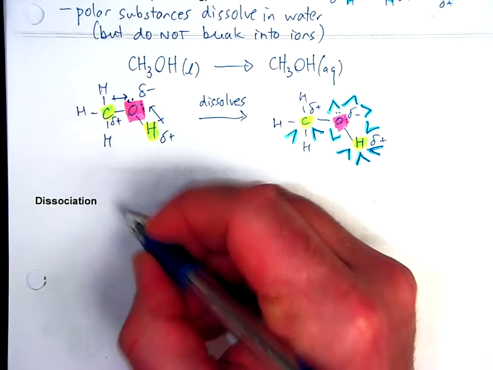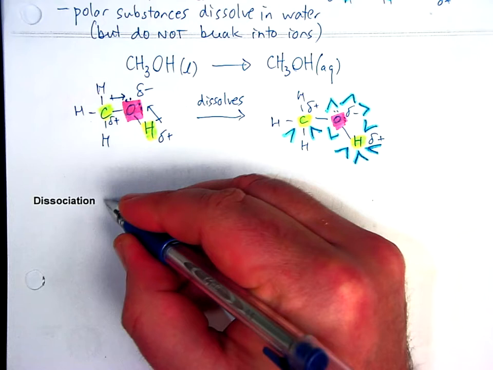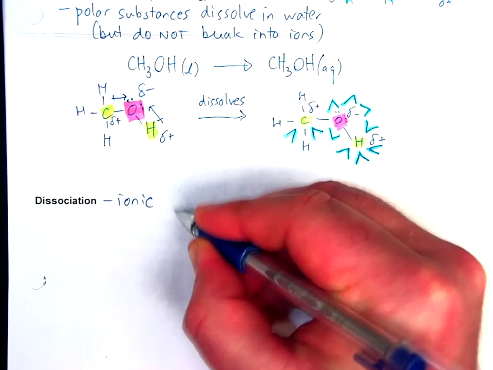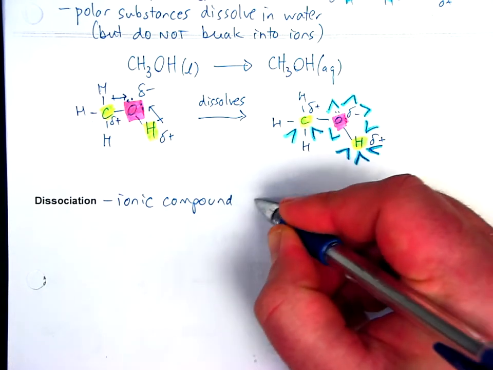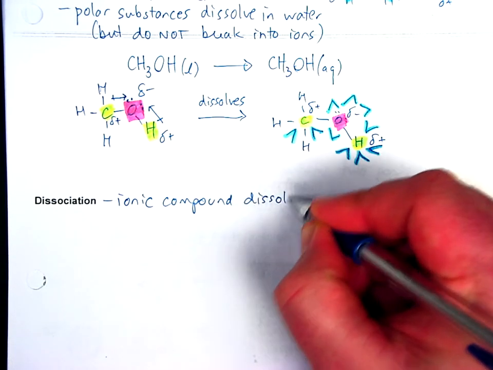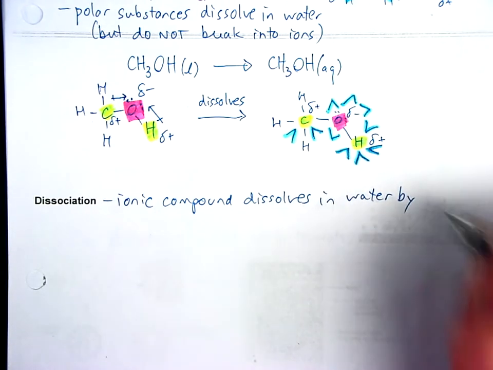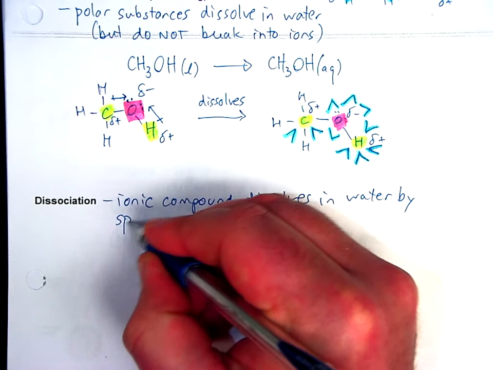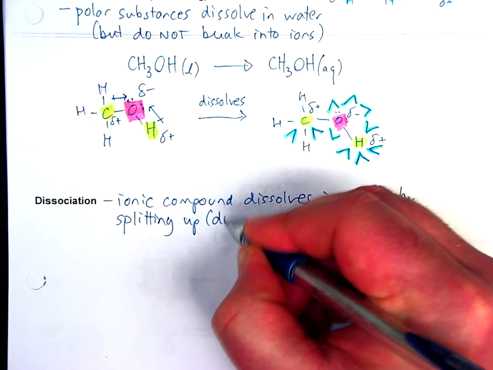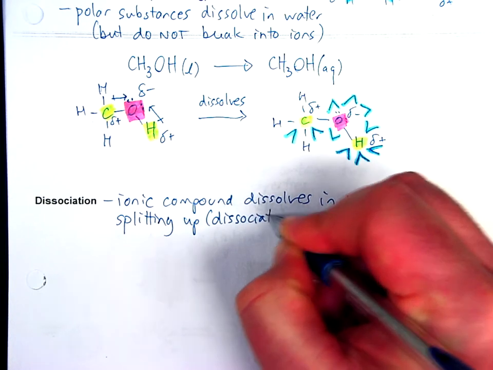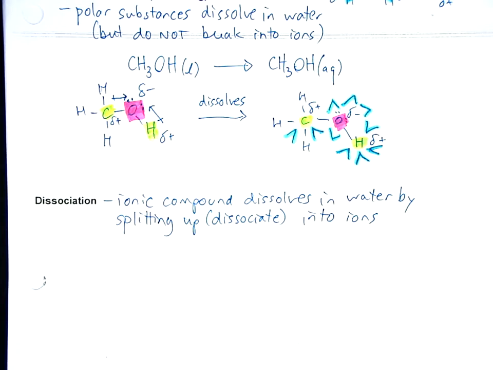Now, dissociation is the process of dissolving an ionic compound. Ionic compounds do something slightly different. An ionic compound dissolves in water by splitting up, or dissociating, into ions, which are full charges now.